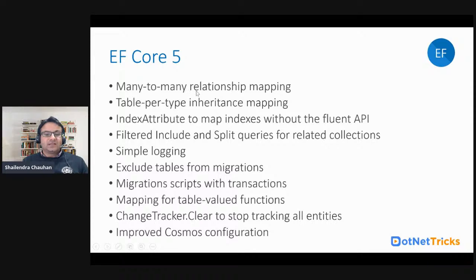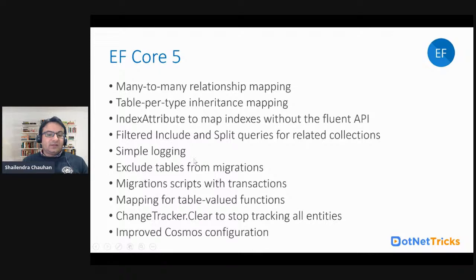Let's say many-to-many relationship mapping they improved now. Table type inheritance they improved now. Now they introduced the index attribute, which was not available in Entity Framework Core, for defining the indexes. If you know about lazy loading and eager loading, in eager loading we use the Include method. Now in that Include method we can mention the filter condition. This is a new feature they introduced in Entity Framework Core 5. We can even split the query which you are writing for eager loading.